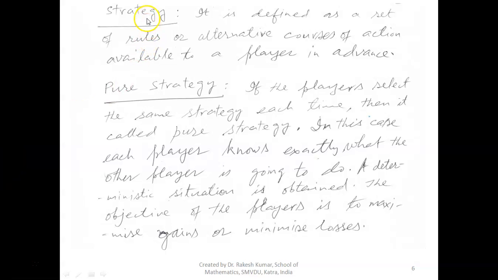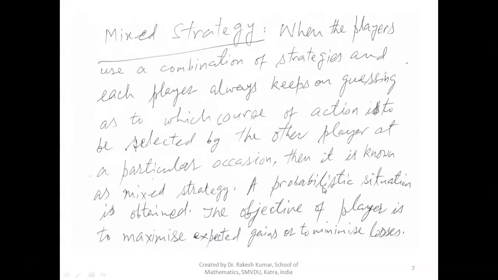Now coming to strategy. What is strategy? Strategy is nothing but a set of rules or alternative courses of action available to a player in advance. Pure strategy: if the players select the same strategy each time, then it is called pure strategy. In this case, each player knows exactly what the other player is going to do. A deterministic situation is obtained. The objective of players is to maximize gains or minimize losses.